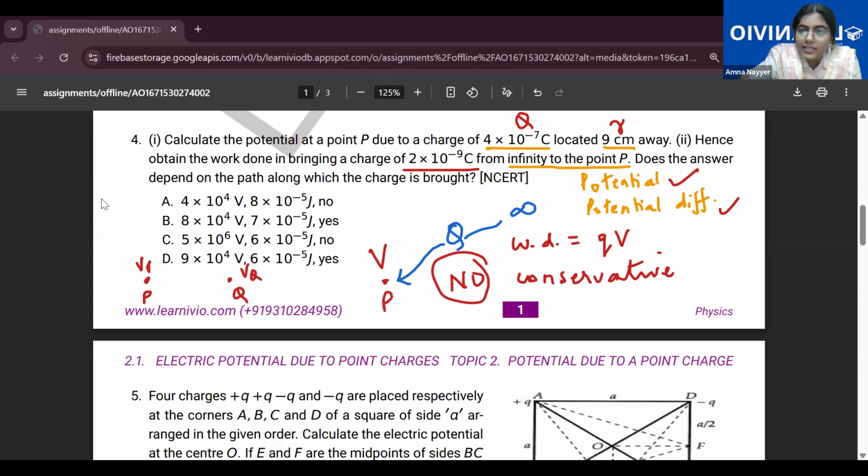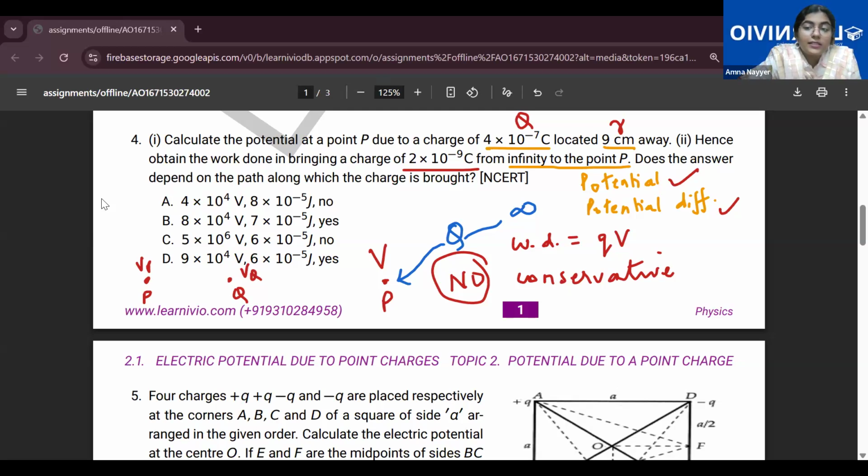First point is infinity, second point is point P. So you don't have to worry about the path because you just have to see the final and initial points, because it's conservative. So initial is infinity, final is point P, potential. A point to B point, potential difference. That's it, because these are conservative forces. Potential energy is always calculated in terms of conservative forces, and work done is also changed into the form of potential energy. That's why all these things are based on conservative forces.